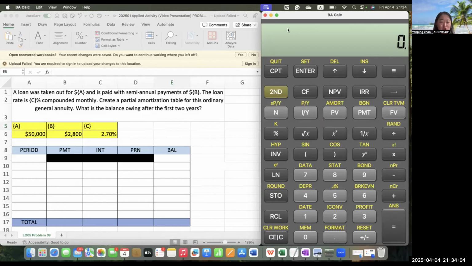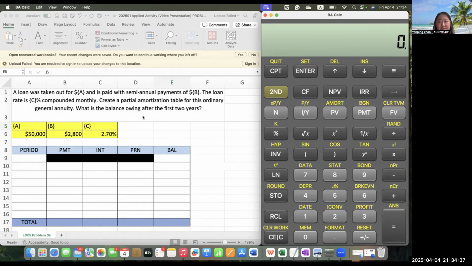Today I'm going to solve a question about a loan that was taken out for 50,000 and is paid with a semi-annual payment of 2800. The loan rate is 2.7% compounded monthly. Create a partial amortization table for this ordinary general annuity. What is the balance after the first 2 years?